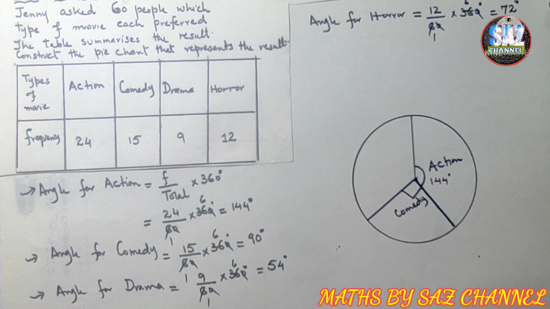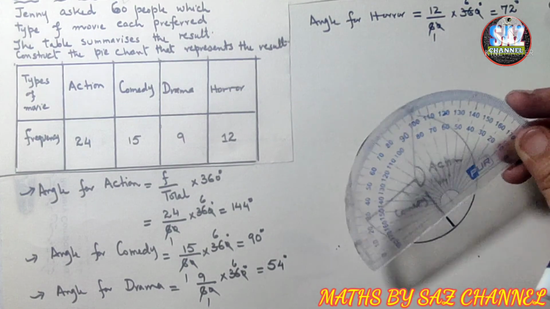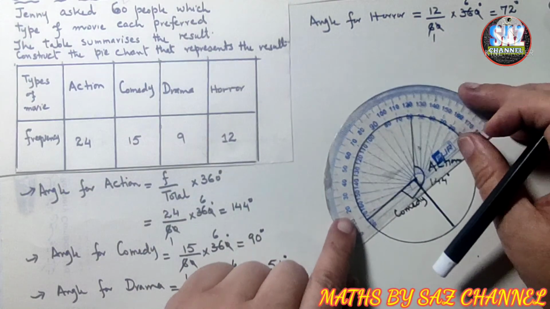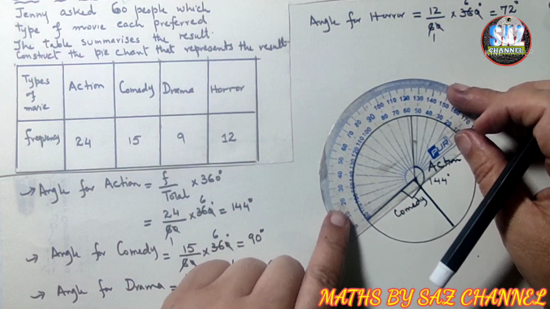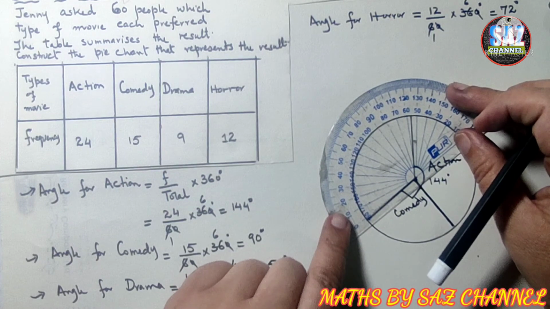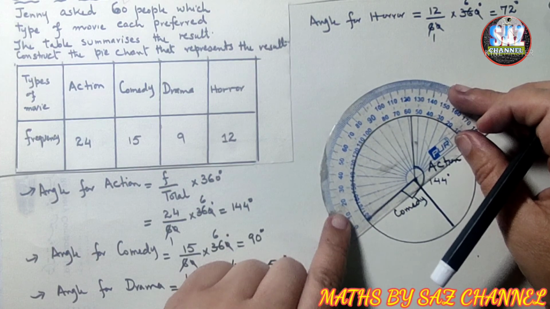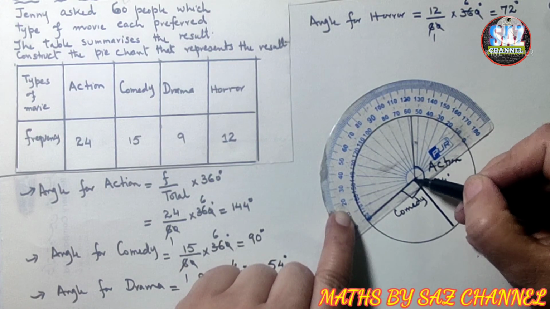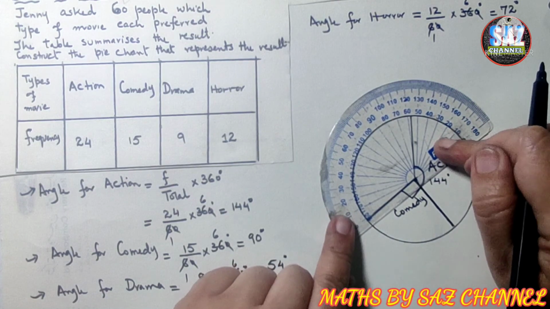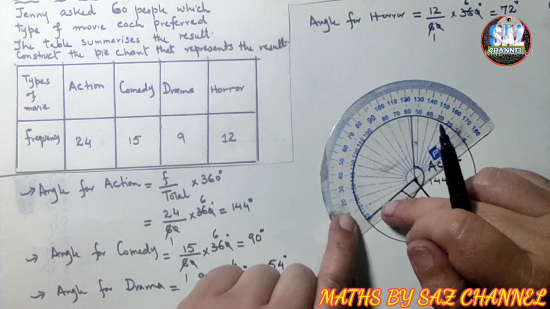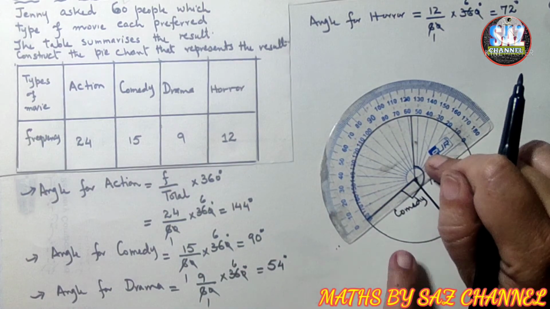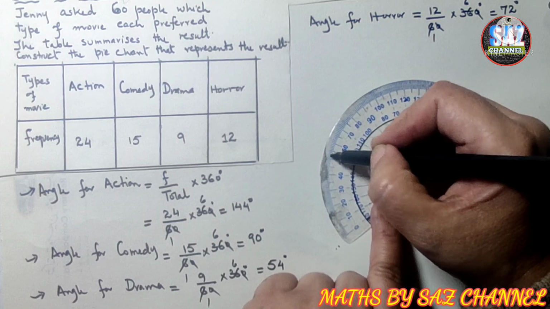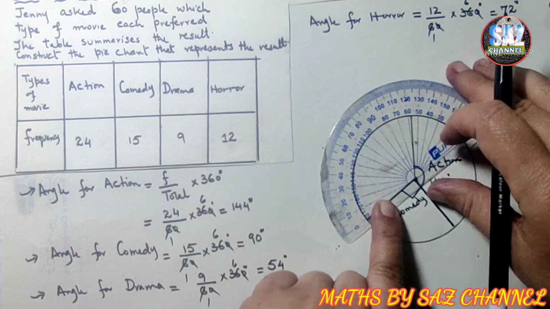And the next sector is drama. The finishing line of the comedy sector will become the baseline, the starting point. And now this point of intersection will have to come at the center of the circle, and the zero line of the protractor has to hide that radius, cover that radius clearly, and this is 50, and 4 lines further is 54.